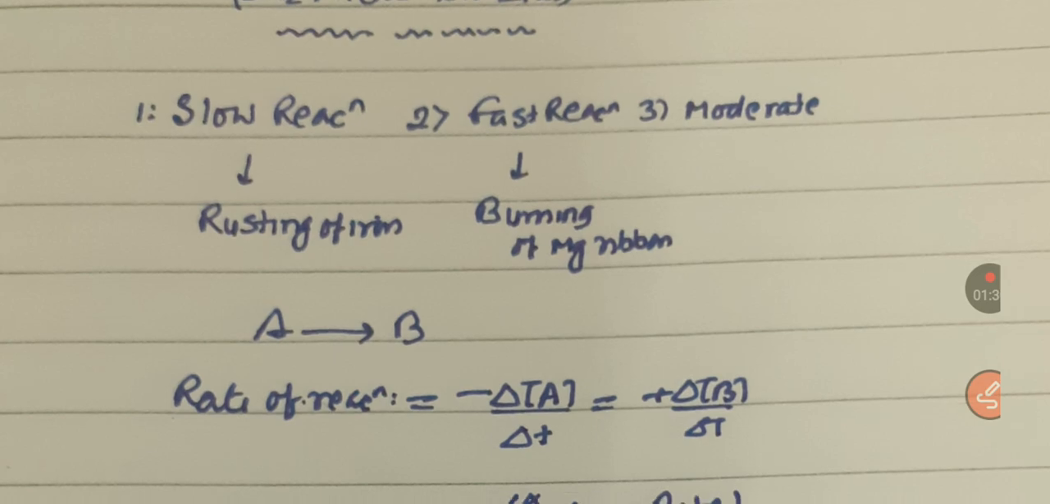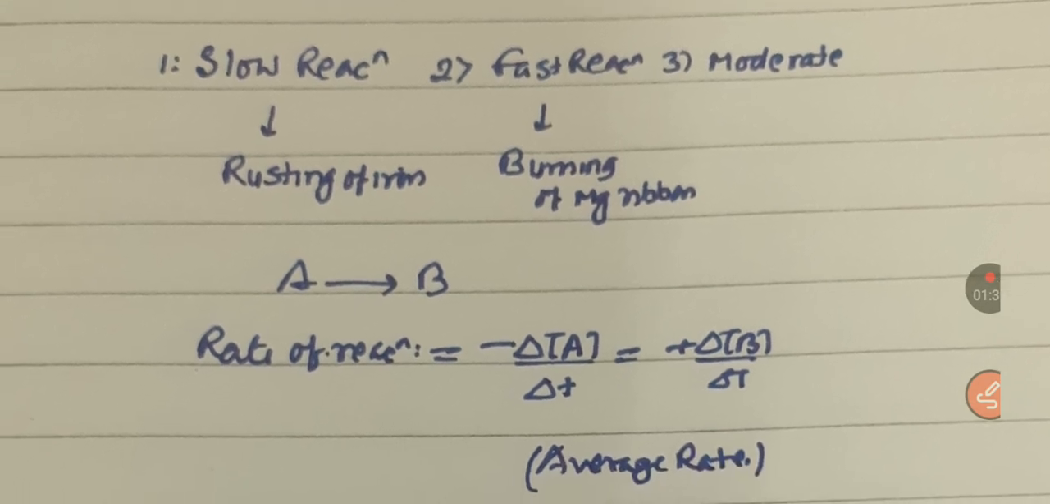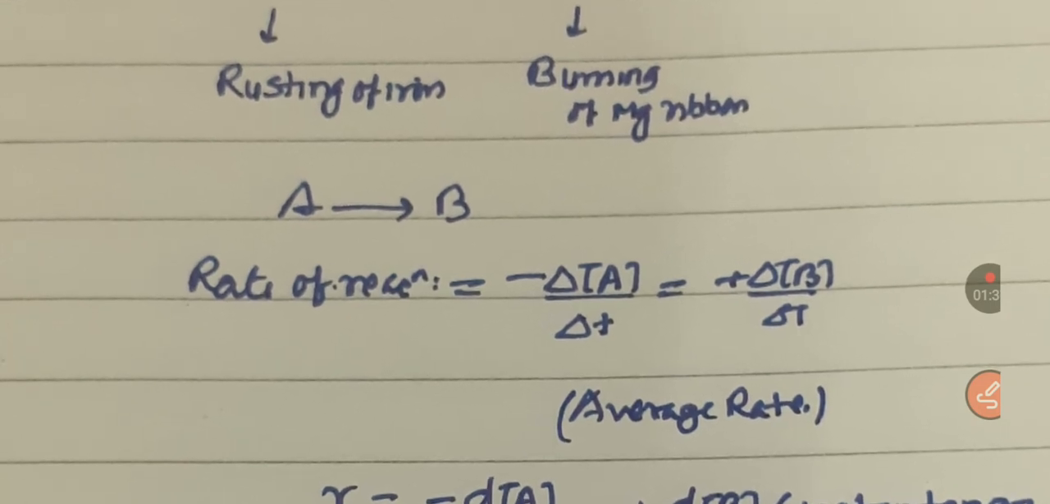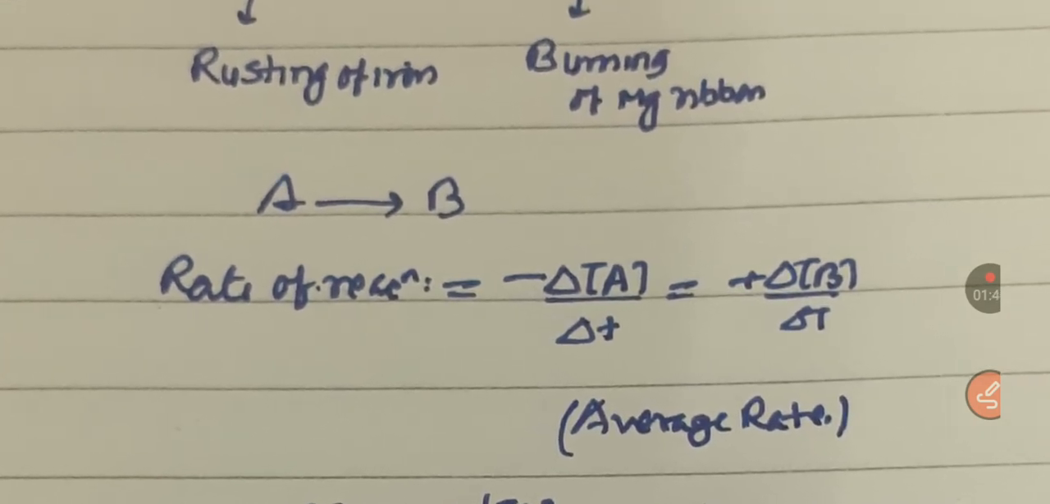Now, let us consider a simple general chemical reaction that you can see on your screen. A transformed into B. A is the reactant and B is the product. And rate of reaction, simply consider as change in concentration of the reactant and product with respect to change in time.